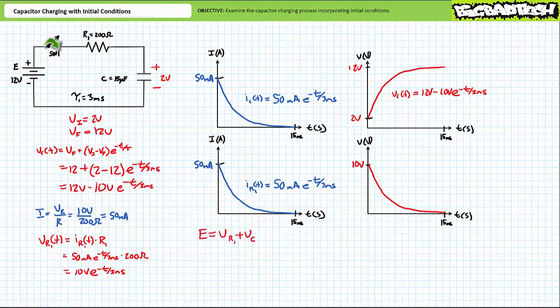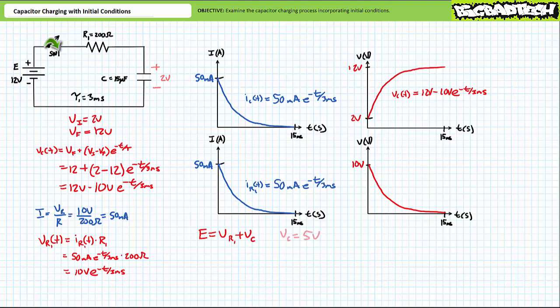Importantly, the summation of any instantaneous voltage drop across these two elements, the resistor and capacitor, must necessarily equal the voltage rise induced by the source. E equals VR1 plus Vc. The importance and utility of Kirchhoff's voltage law cannot be overstated. Too often, students lose their way in a confusing maelstrom of calculations when easier, more reliable methods lie well within their reach.